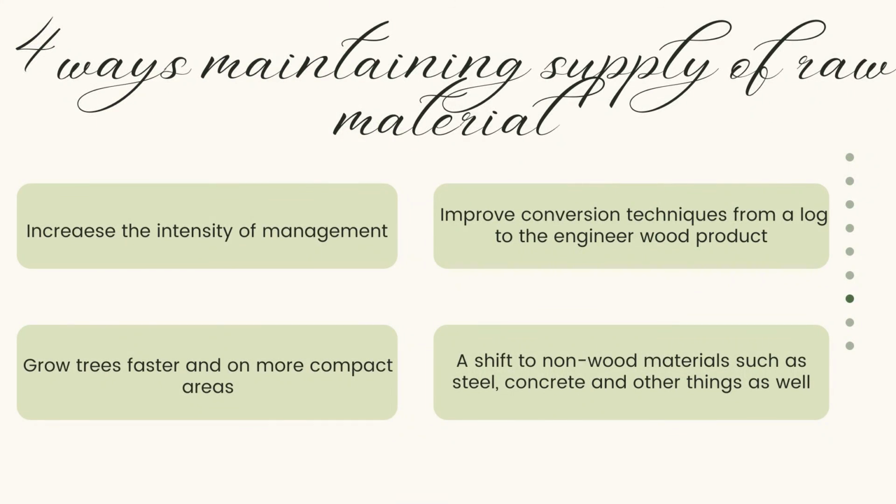There are four ways of maintaining supply of raw material. Firstly is to increase the intensity of management. Secondly is by growing the trees faster and on a more compact area as well as improving conversion techniques from a log to the engineered wood product. And lastly is a shift to non-wood materials such as steel, concrete, and other things as well.